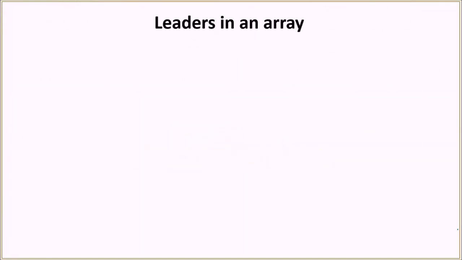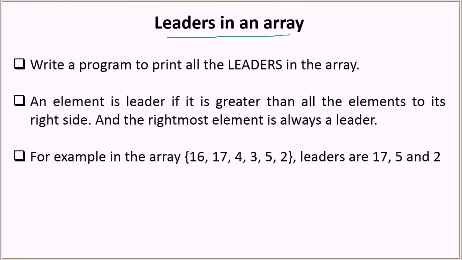The problem which we are going to see today is leaders in an array. So what do we mean by leaders? An element is a leader if it is greater than all the elements to its right side. So it means that suppose we are given this array. 17 is a leader here because it is greater than all the elements to the right side.